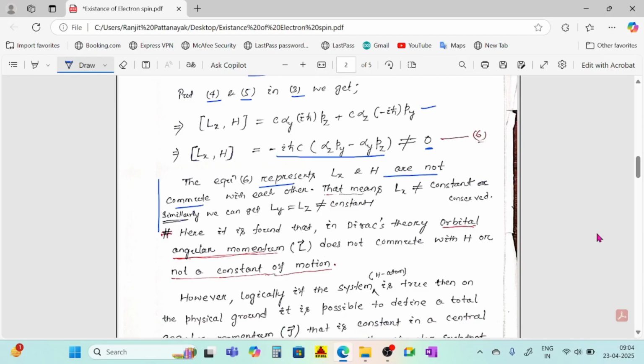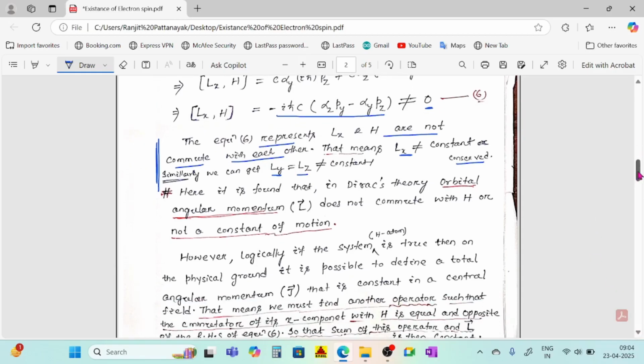These points are very important that you have to write in your exam. That means Lx does not commute with H. Similarly, we can get that Ly and Lz also do not commute. Here it is found, the most important points here.